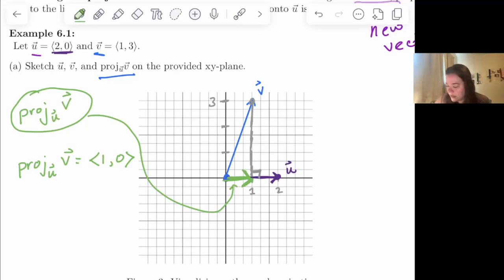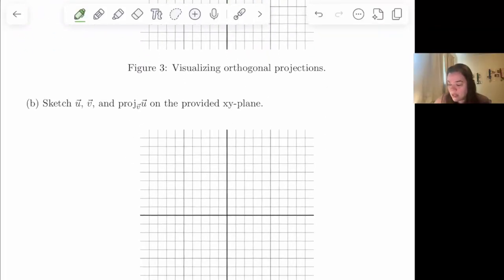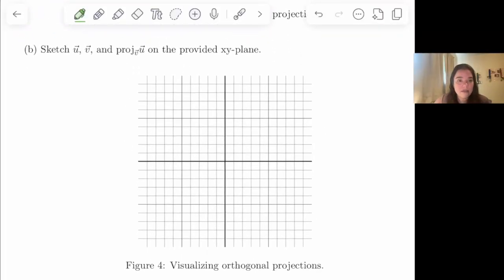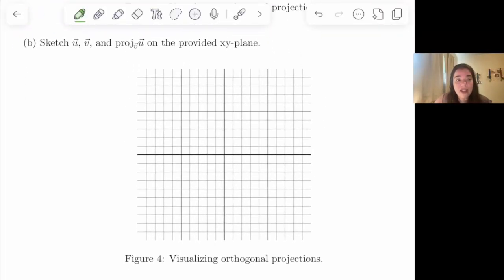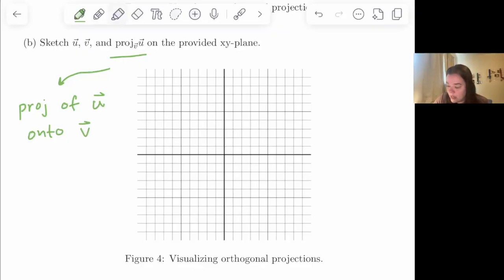Let's do things a little differently now. In our next example, let's visualize a different projection. Same vectors, U and V, but now we're being asked to find the projection of U onto V. So let's just clarify. This is the projection of U onto V. This changes everything. First thing though is let's get our vectors U and V sketched.